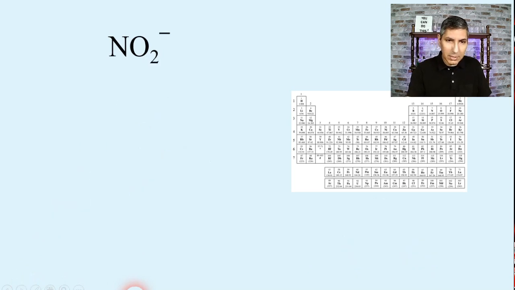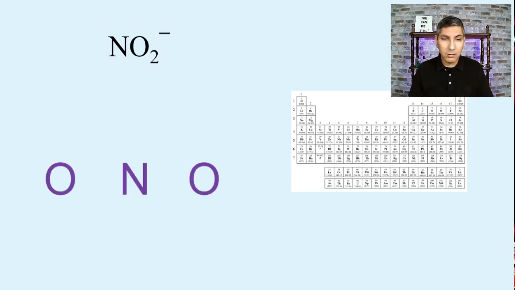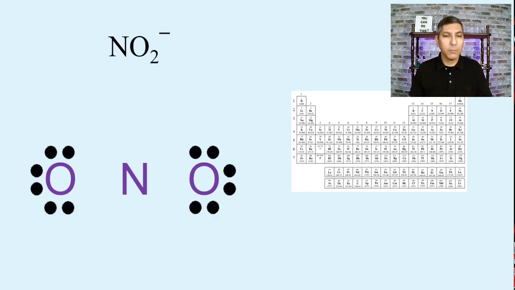Let's try another one that's similar to this. Let's try the nitrite ion this time. It works very similarly. The nitrogen is going to be in the middle with the 2 oxygens surrounding it. And once again, the oxygen is still going to have 6 dots, so 6 dots for both of those. The nitrogen still has 5, so I'll put the 5 dots for the nitrogen. And this is a polyatomic ion. It carries a -1 charge, so I'm going to add in that bonus electron just like I did before.